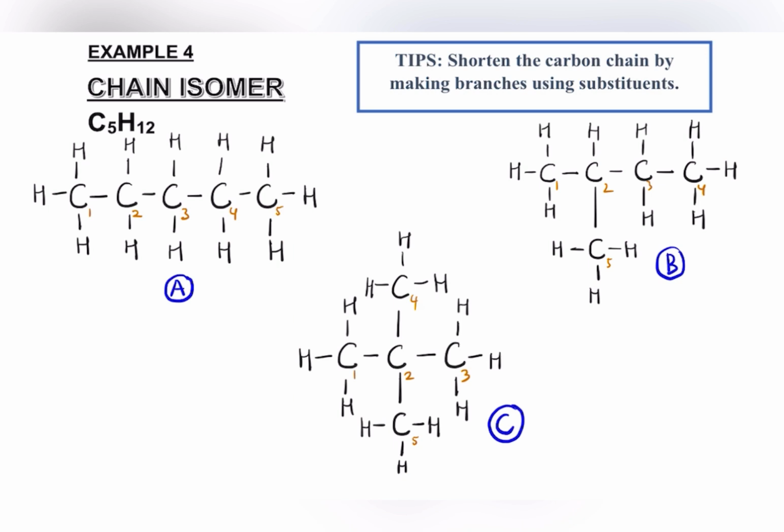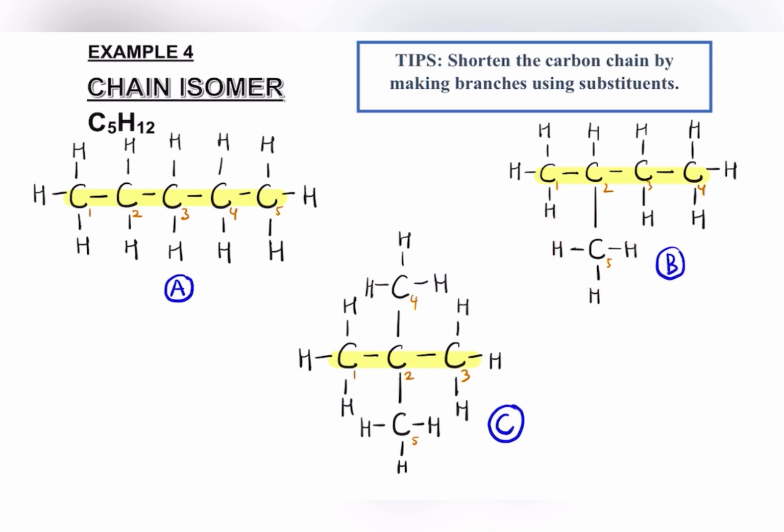What can you see here? The longest carbon chain for structure A is 5. The longest carbon chain for structure B is 4. And the longest carbon chain for structure C is 3. For structure A, there are no substituents because you are not making any branches. But for structure B, you got one substituent, a CH3 group.